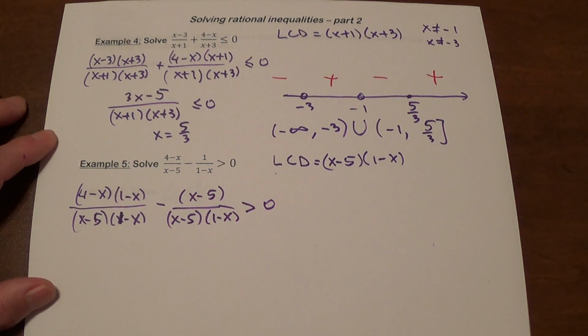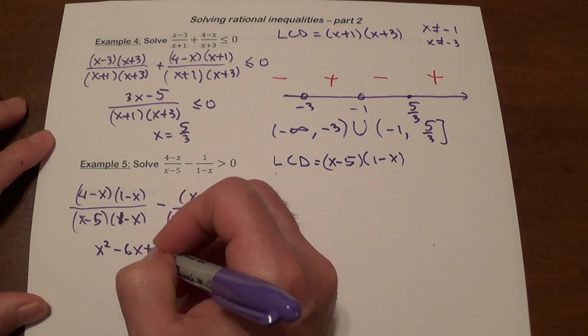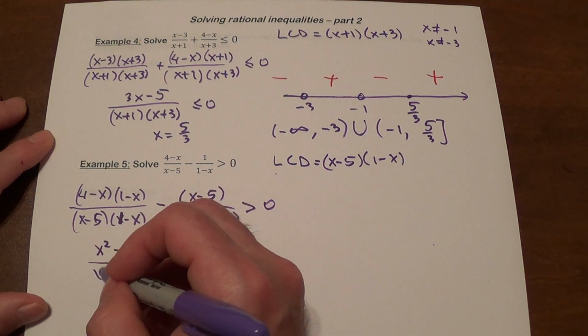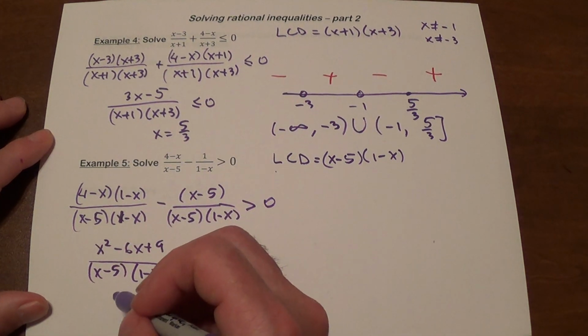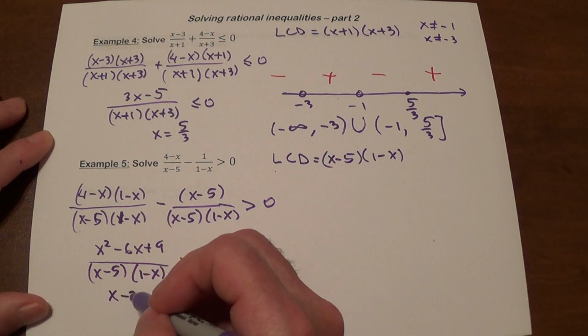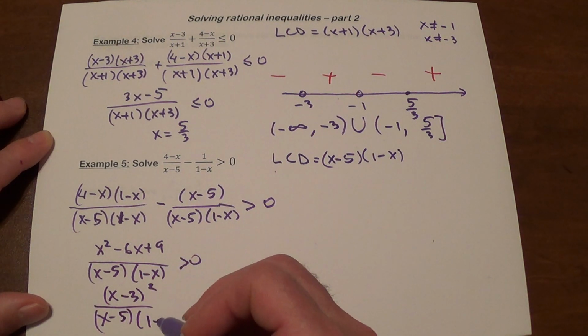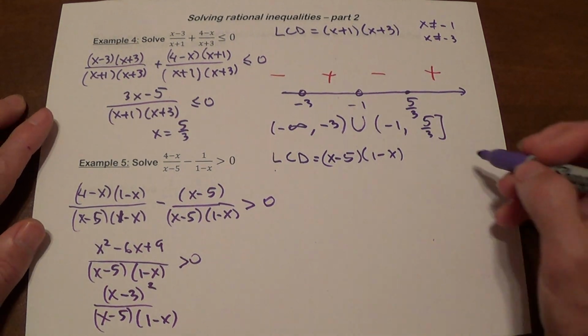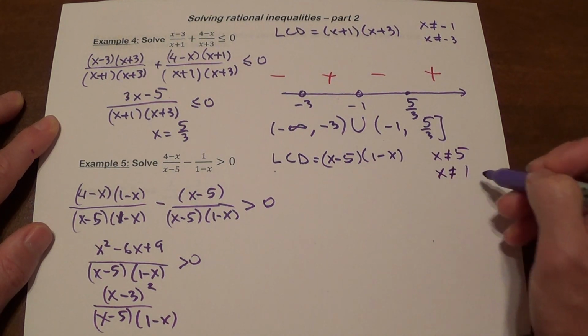Okay, there's some algebraic work that follows this, and after you get all this taken care of and simplified, you are going to get x squared minus 6x plus 9 over x minus 5 times 1 minus x greater than 0, where the numerator is actually a perfect square trinomial. It's x minus 3 squared divided by x minus 5 times 1 minus x. By the way, I didn't say here, I think you know, x cannot equal 5 and x cannot equal 1.